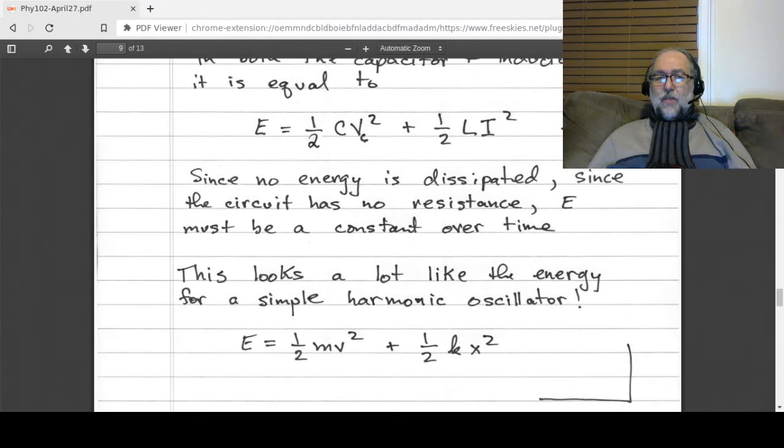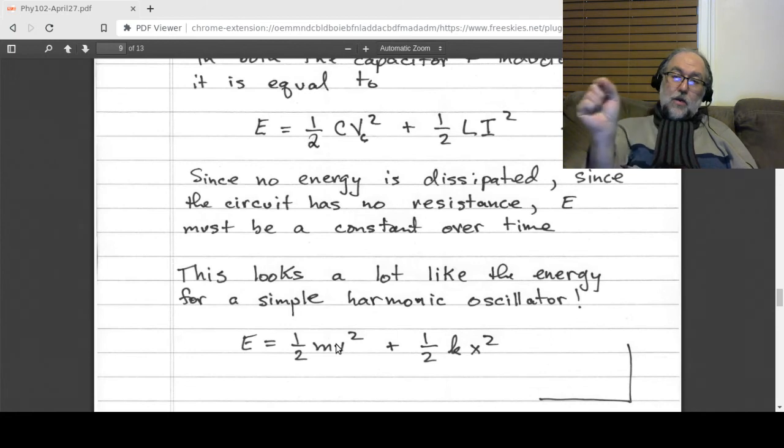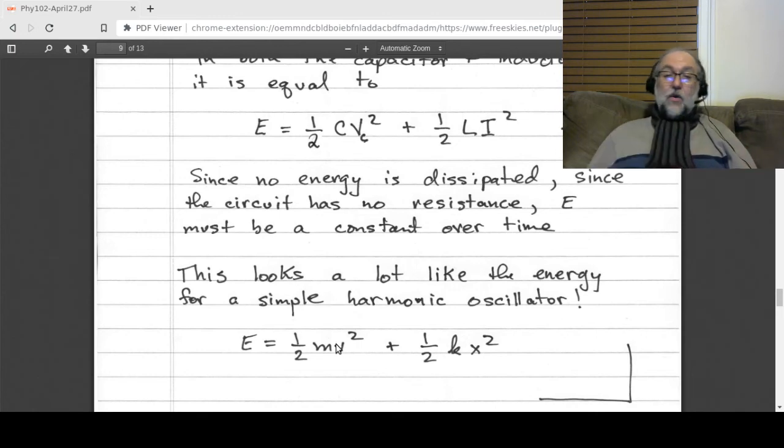Where you had, here, let me see if I can get them both in place. Here you have the energy going back and forth between potential and kinetic, potential and kinetic, as the oscillator oscillates back and forth. At the end points, it's all potential energy. In the middle, it's all kinetic energy. Well, it's the same thing here, okay?